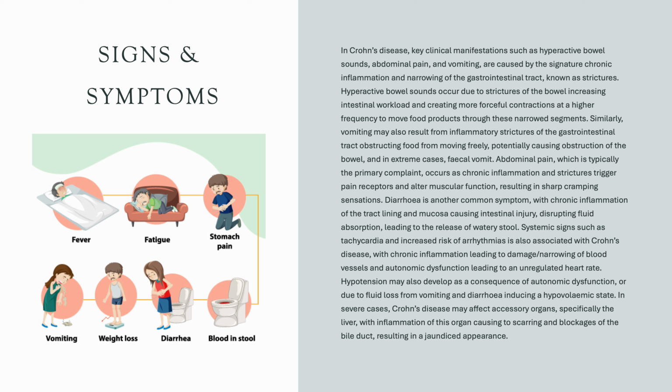Systemic signs such as tachycardia and increased risk of arrhythmias are associated with Crohn's disease, with chronic inflammation leading to damage and narrowing of blood vessels, and autonomic dysfunction leading to unregulated heart rate. Hypertension may also develop as a consequence of autonomic dysfunction or due to fluid loss from vomiting and diarrhea, inducing a hypovolemic state. In severe cases, Crohn's disease may affect accessory organs, specifically the liver, with inflammation to this organ causing scarring and blockages of bile ducts, resulting in a jaundiced appearance.